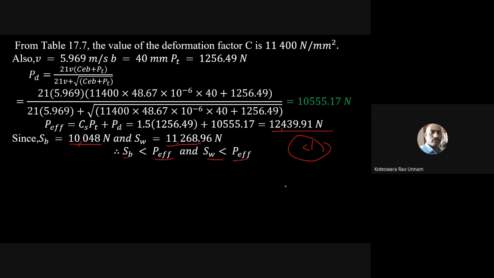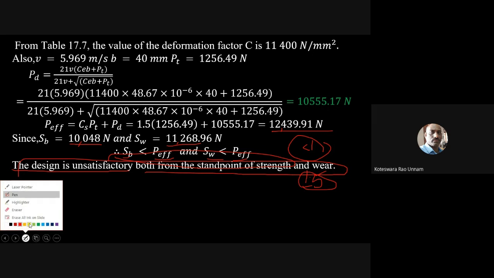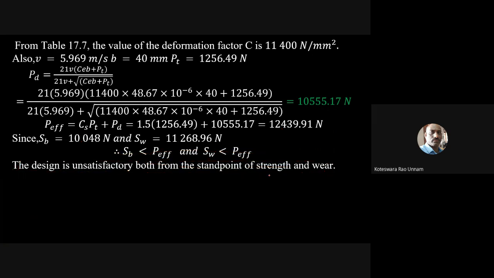That means your design is not satisfactory. If the factor of safety is less than 1.5, even if it is more than 1, you cannot say it is a satisfactory design. Since SB and SW are less than P effective, our design is not satisfactory. The design is unsatisfactory from the standpoint of both strength and wear. That means the gear tooth is going to fail, so you need to modify the design.